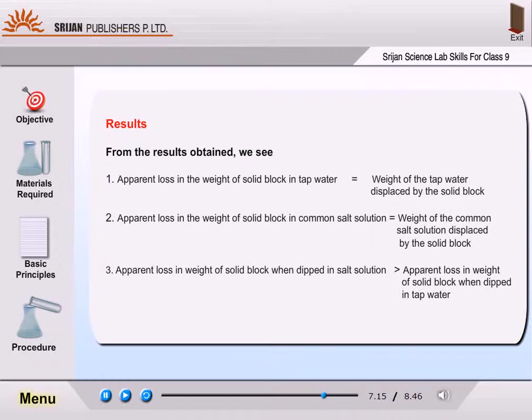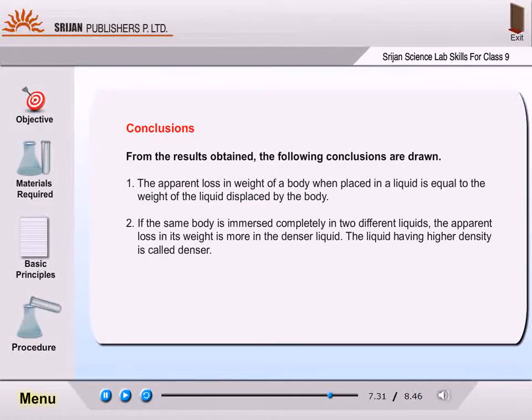Conclusions. From the results obtained, the following conclusions are drawn. The apparent loss in weight of a body when placed in a liquid is equal to the weight of the liquid displaced by the body. If the same body is immersed completely in two different liquids, the apparent loss in its weight is more in the denser liquid. The liquid having higher density is called denser.